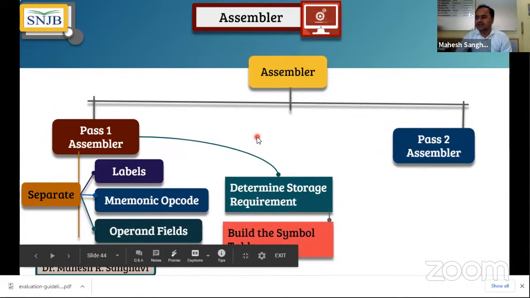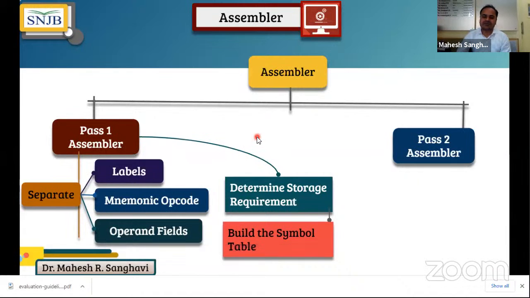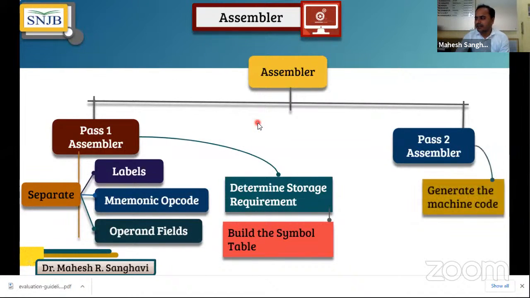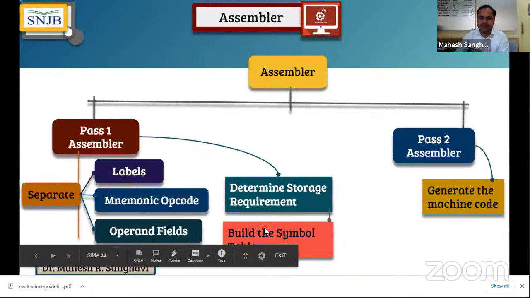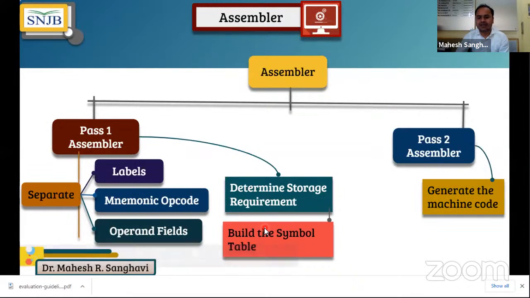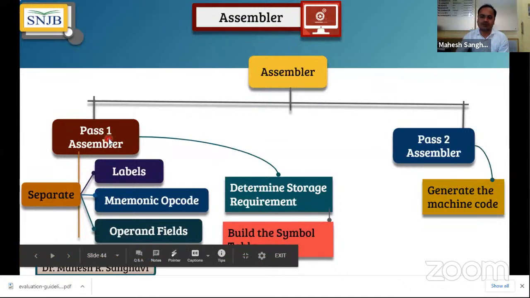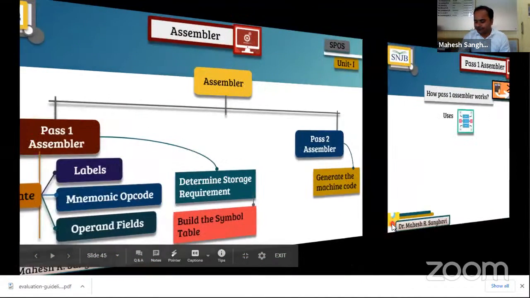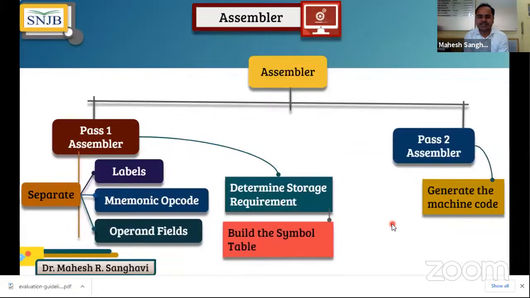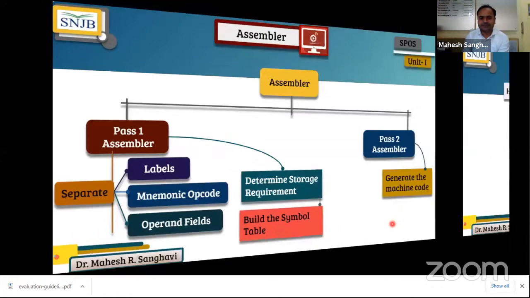Apart from that, it also builds the symbol table, as well as the literal table. So you need to understand, it builds the symbol table as well as the literal table. That is the main duty of pass one. Now pass two will generate the machine code. What exactly it is doing, we will see practically, so that you all will understand the actual use of the two pass assembler.